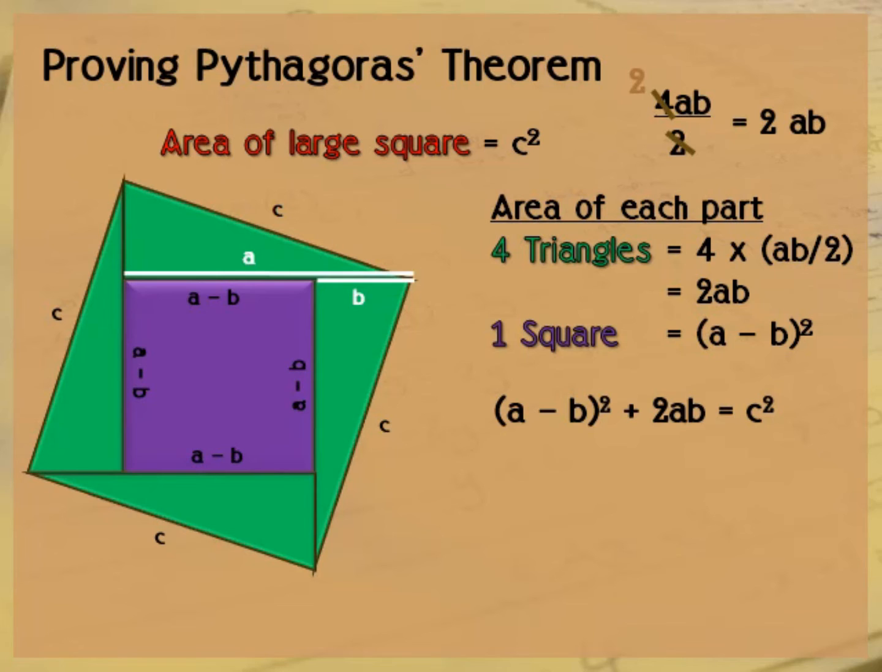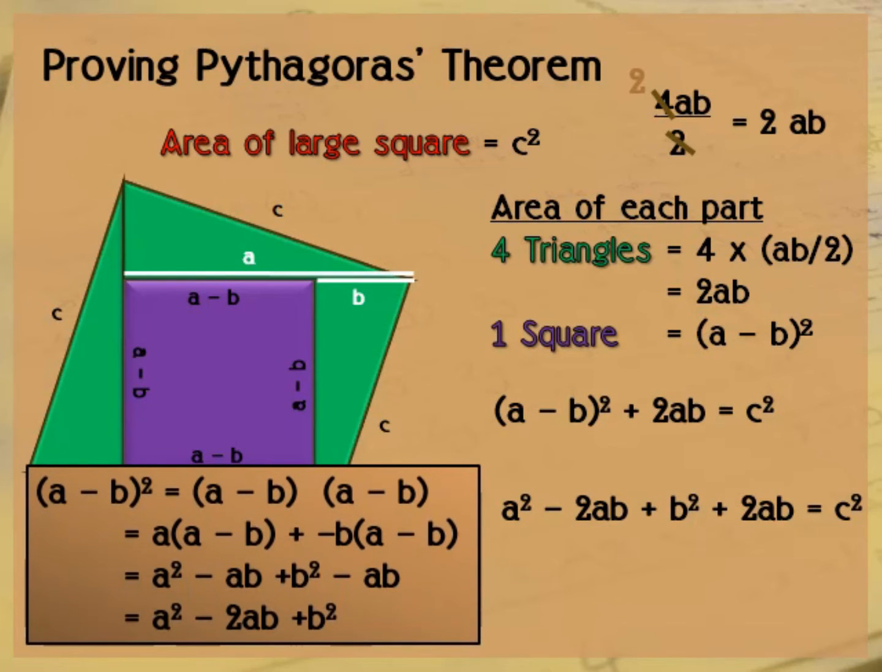So what we do next is we expand the brackets. We expand that a minus b squared. And how we do that is a little complicated. But what we end up with is a squared minus 2ab plus b squared plus 2ab equals c squared. And the way that you do that, I'm going to put that there. It's a 4-step process, which I will not go through in this video. But you can see that a minus b squared equals a squared minus 2ab plus b squared.